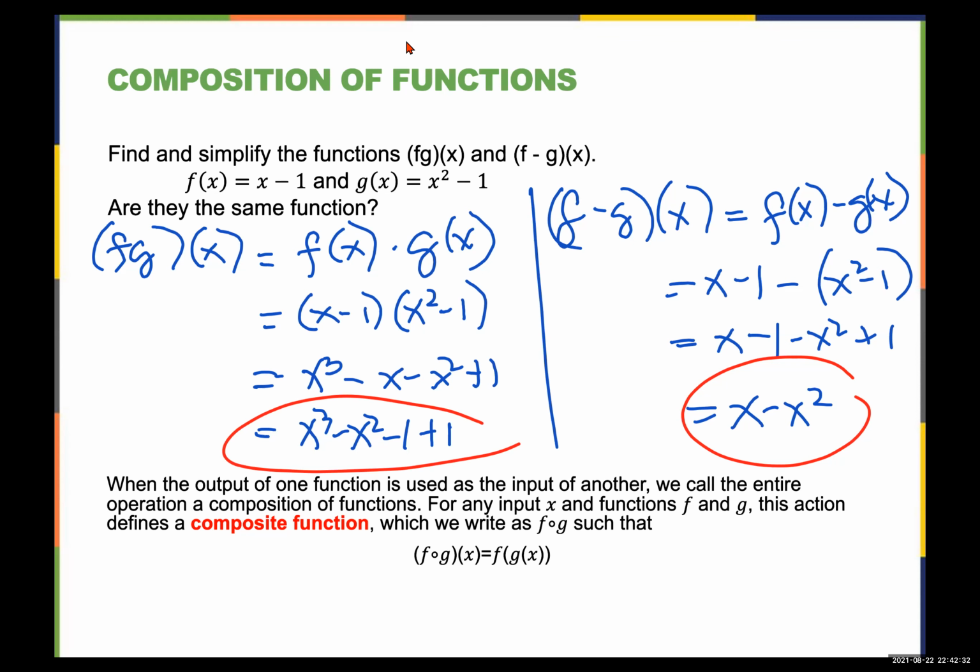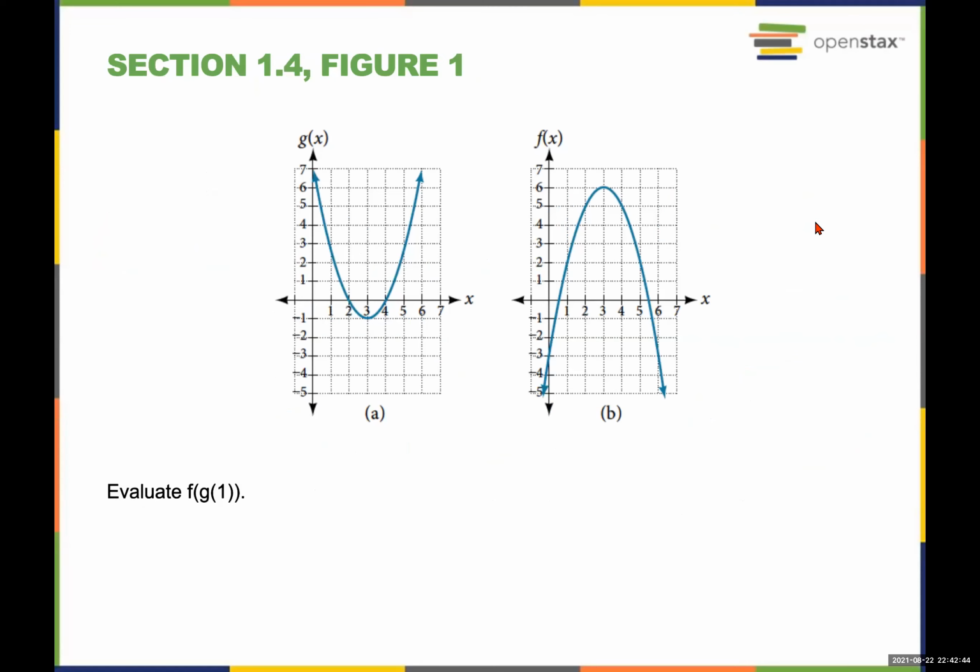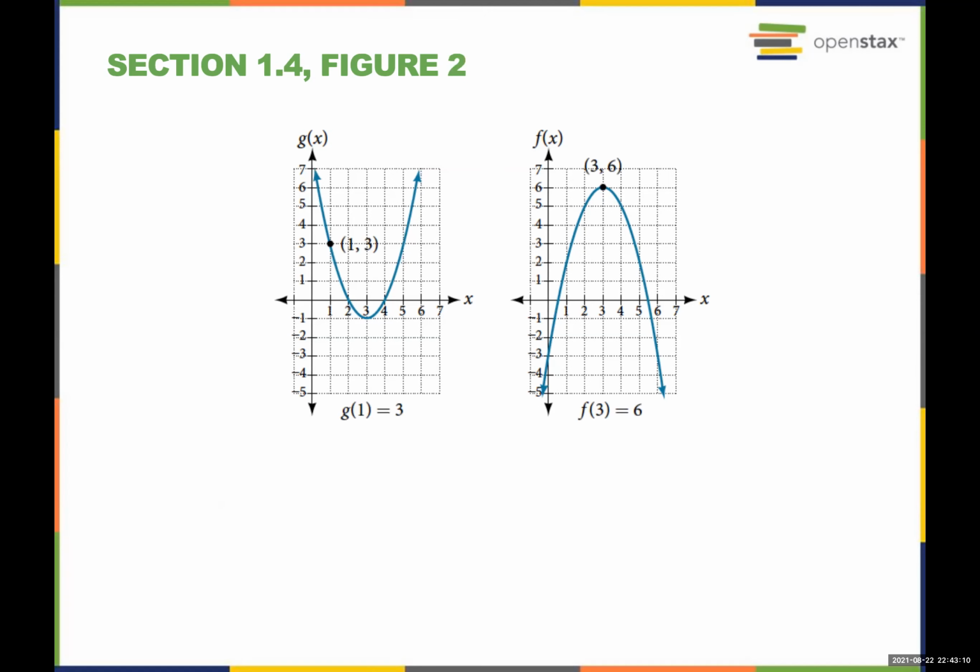Go to the next one. This time using a graph to evaluate the composite function. So given here, we're going to evaluate f of g of 1. So you have g of x here and f of x. What you do here is always start inside the parentheses. So you have g of 1. So g of 1 is equal to 3. Based on the graph here, g of 1 is equal to 3.